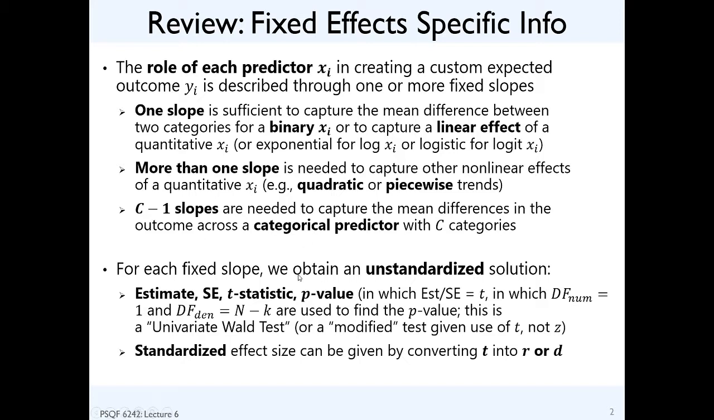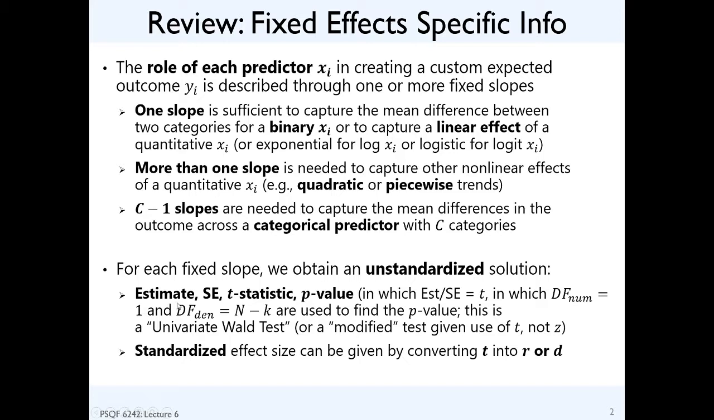And in each of these cases, we end up with an unstandardized solution. So what that word means, unstandardized, is in the metric of the original variables. So you have to know what a unit is. Is it a pound? Is it a year? Whatever, what have you.